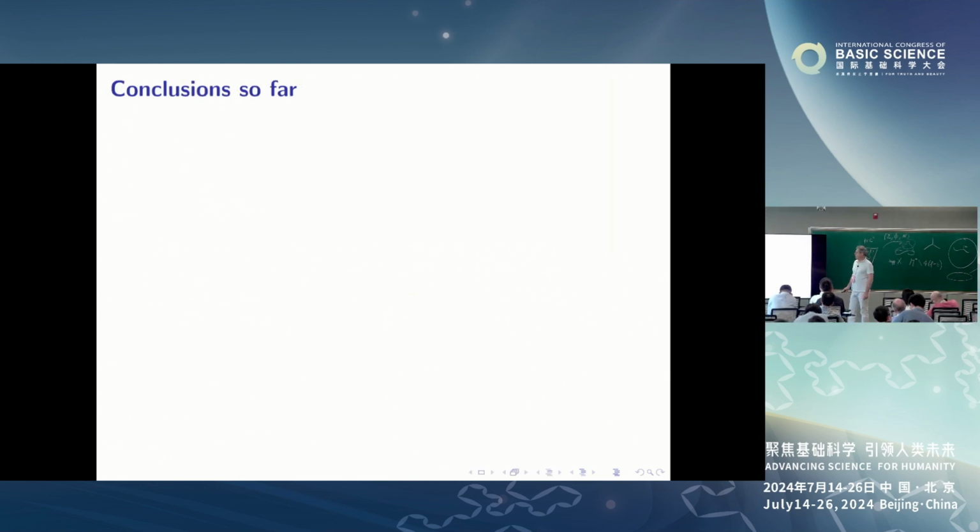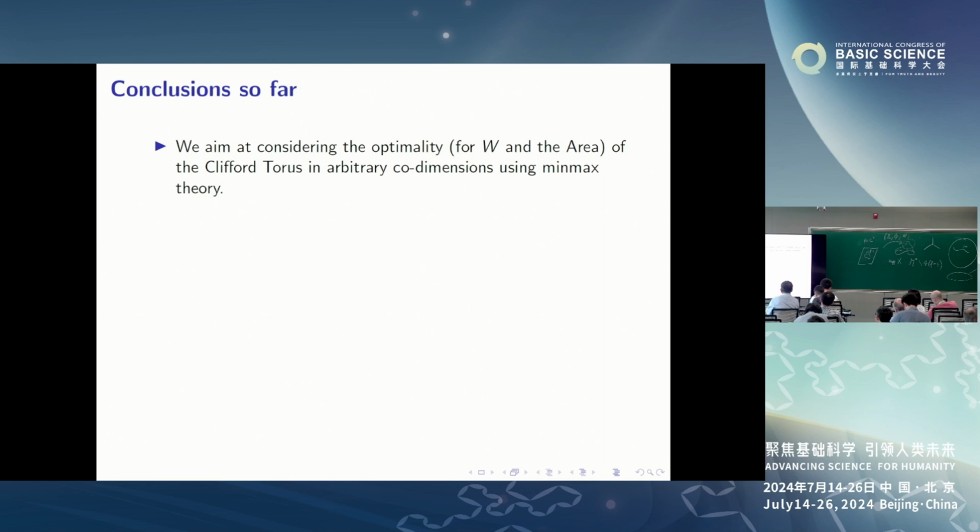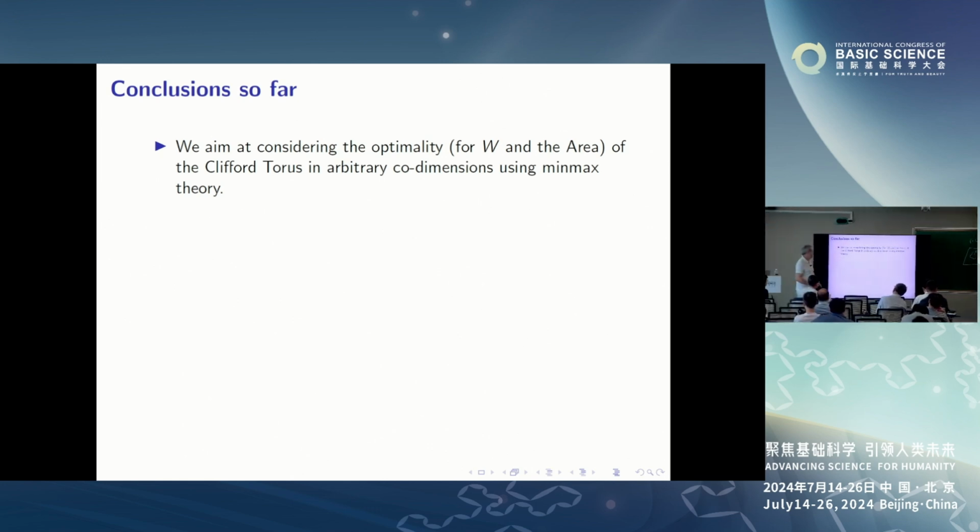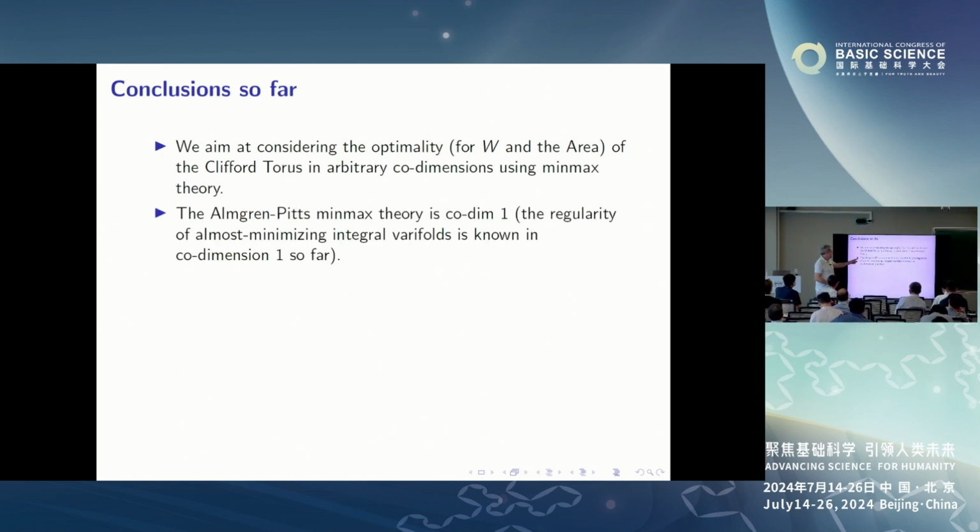So, conclusion so far, checking the time. I don't know, do you have the time? 20 minutes, okay. Conclusion so far. We aim at considering the optimality of the Clifford torus in arbitrary codimension using minmax theory. The Almgren-Pitts minmax theory is codimension 1. This we know. And the regularity of almost minimizing integral varifolds is known in codimension 1 so far.